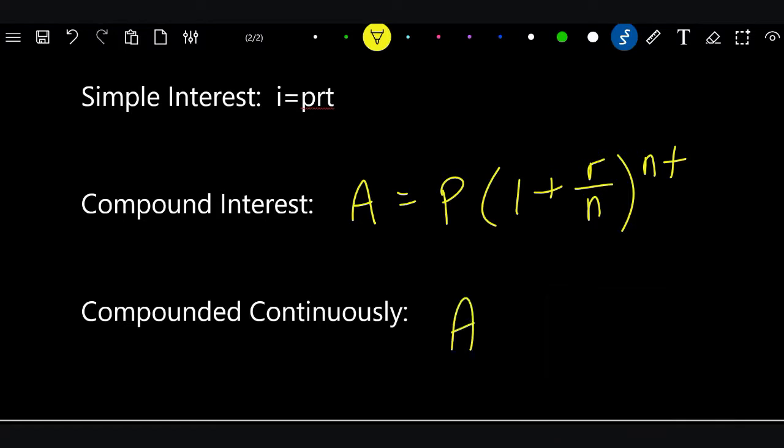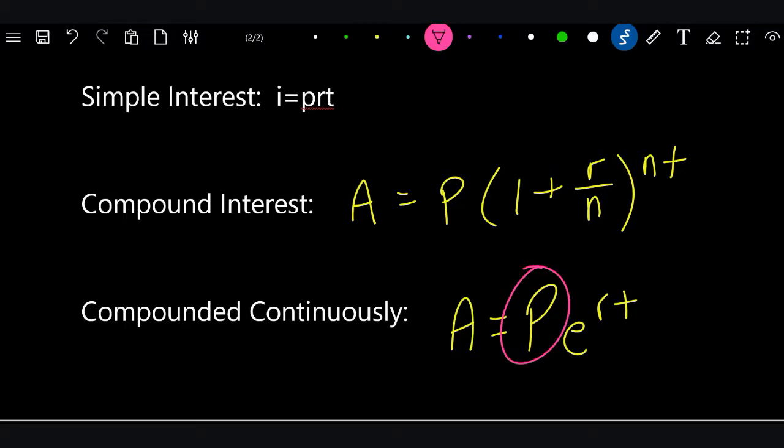What we do is we get A equals P, and then instead of this part, we're going to use Euler's number. So P times E to the RT, rate times time. This one is principal times rate times time, but it's a little different. What's going on here? It's not times. These are exponential, and then we're using Euler's number. So we're using all these different things that we've been learning. All right, so let's do one.